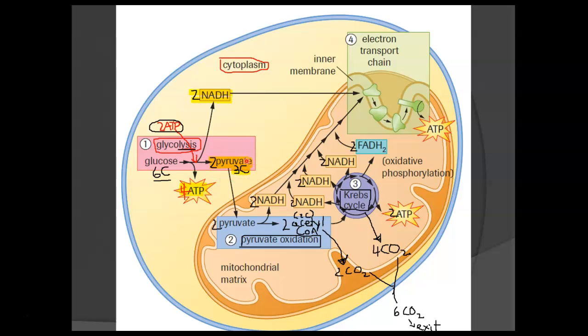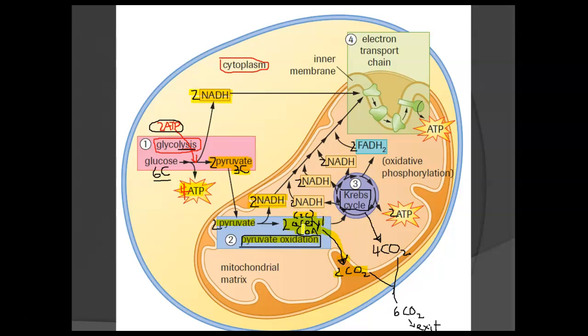The 2 pyruvate molecules find their way then into the mitochondrial matrix of the mitochondrion, and those two pyruvate molecules undergo what is called pyruvate oxidation. And pyruvate oxidation is the process of taking those two pyruvate molecules and breaking them down into two acetyl coenzyme A's, which are a 2-carbon molecule. In the process of doing this, two NADH are created, and we eject 2 carbon dioxide.